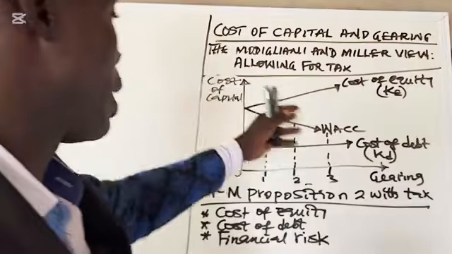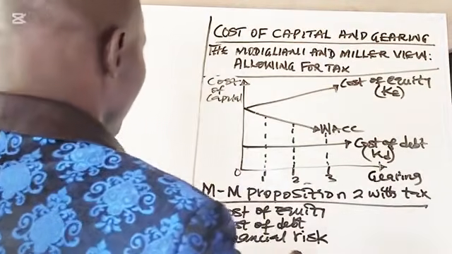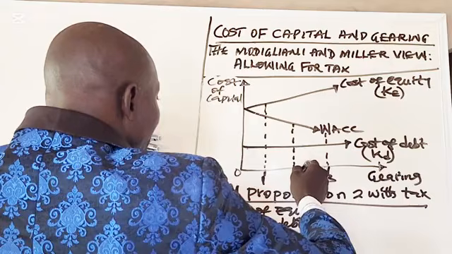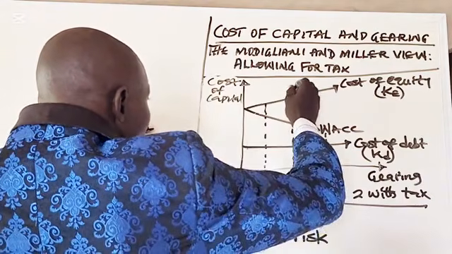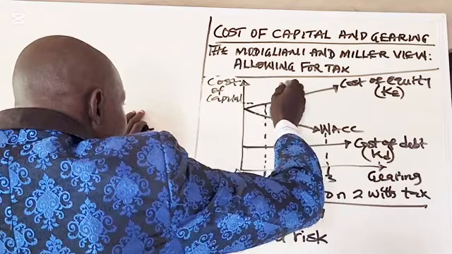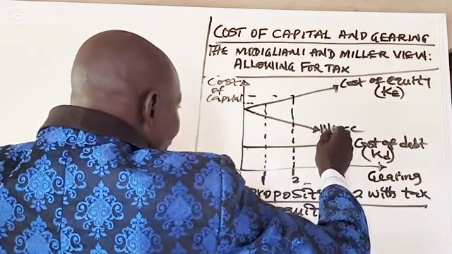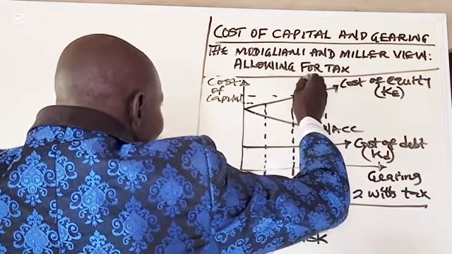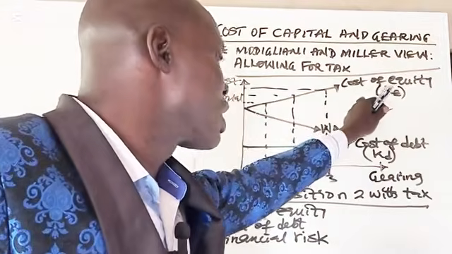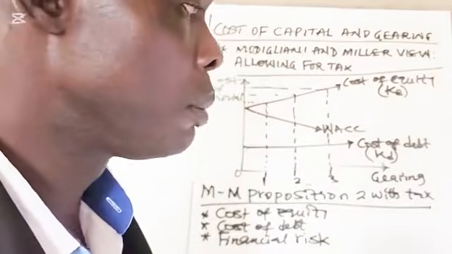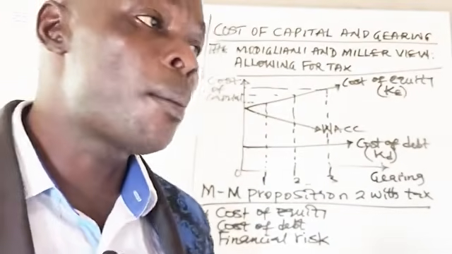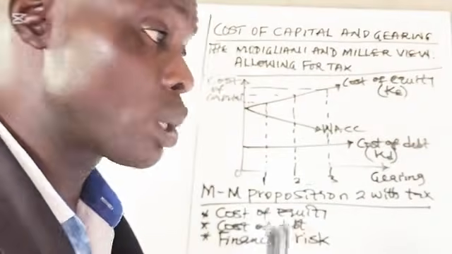So if you look at the diagram on the board, what happened to cost of equity here? If gearing is 1, the cost of equity may be here. When gearing increases to 2, the cost of equity, if you are tracing the value here, will be higher. If gearing increases to 3, you see, as gearing increases, what happens to cost of equity? Cost of equity keeps increasing. That is M&M Proposition 2. Cost of equity of a geared company is higher than the cost of equity in an ungeared company.